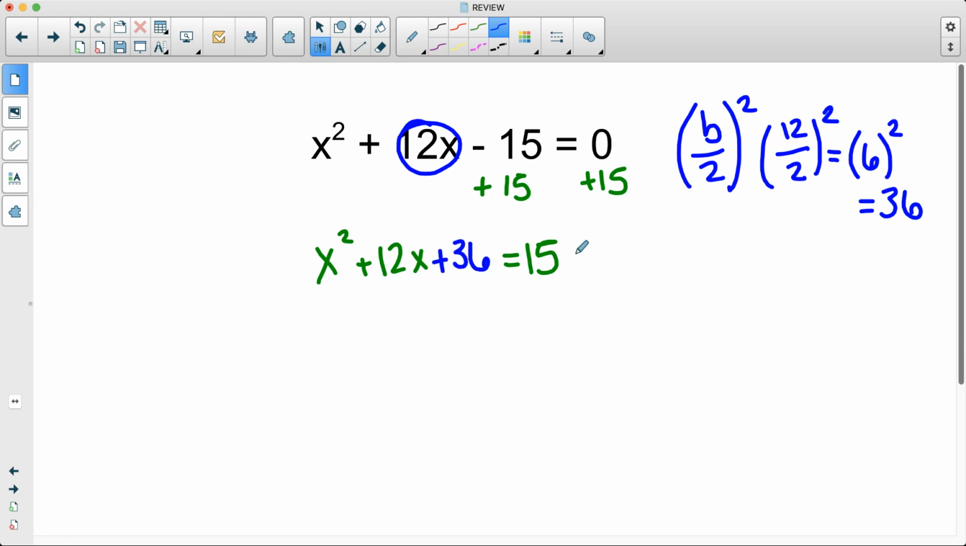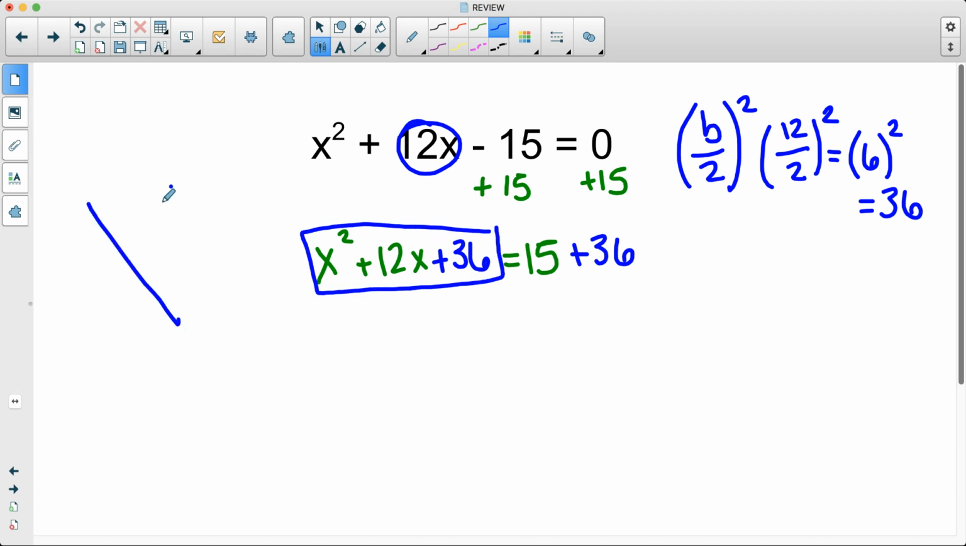Again, this is an equation. We have to keep it equal. What you do to one side, you have to do to the other. So now this left-hand side is a perfect square trinomial, so I'm going to factor it. I'm looking for two numbers, which are going to be the same, that multiply to 36 and add to 12. And those two numbers are 6 and 6.